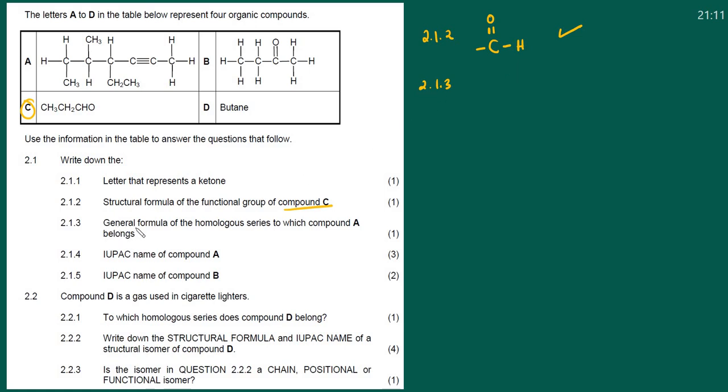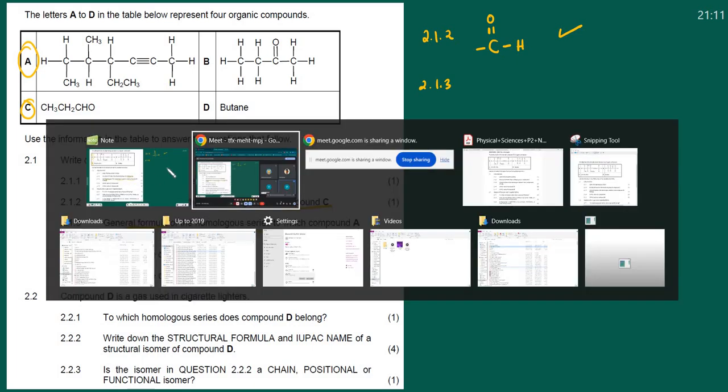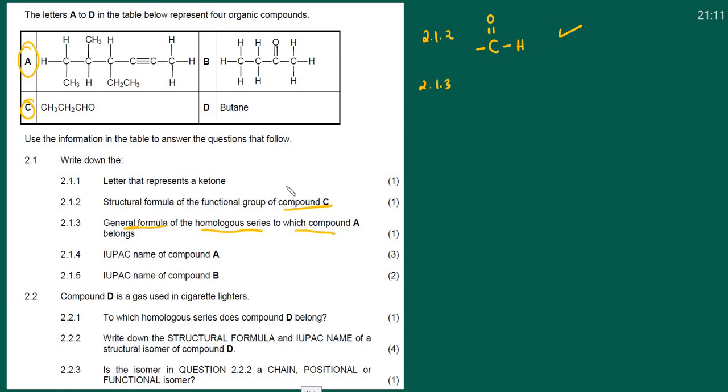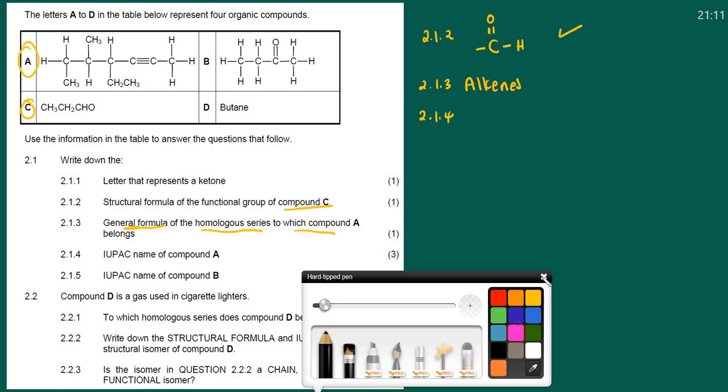And then they say write down the general formula of the homologous series to which compound A belongs. Compound A is this one. Which homologous series does compound A belong in? Yes, ma'am. It belongs to alkenes, right? Yes. Alkenes. What tells us that? It is the triple bond that we have there, the triple bond between the carbon. Yes. Beautiful. So because of that, we are able to tell which homologous series we're referring to.